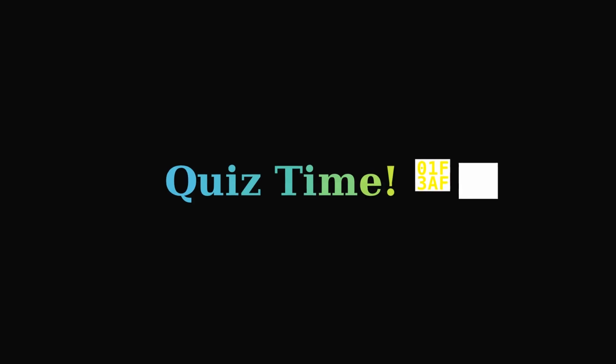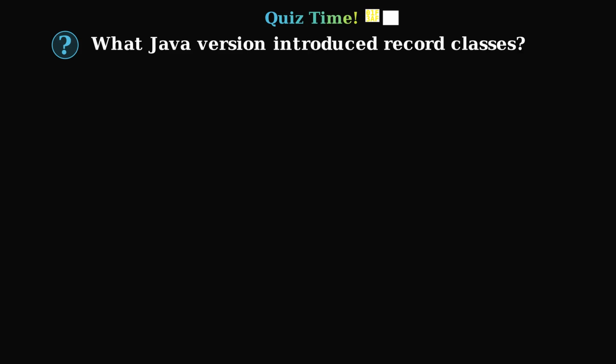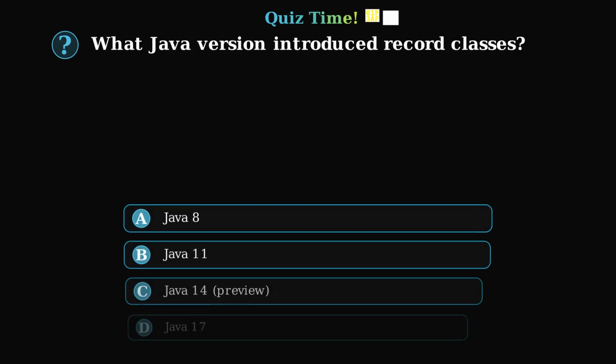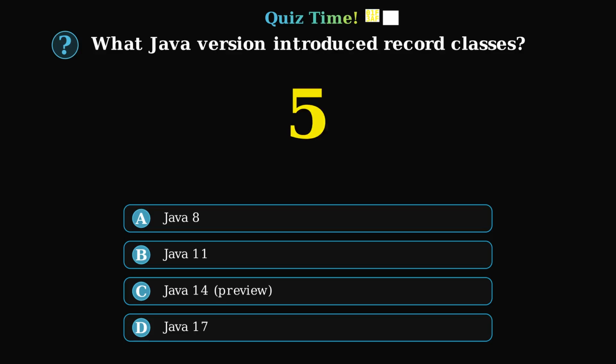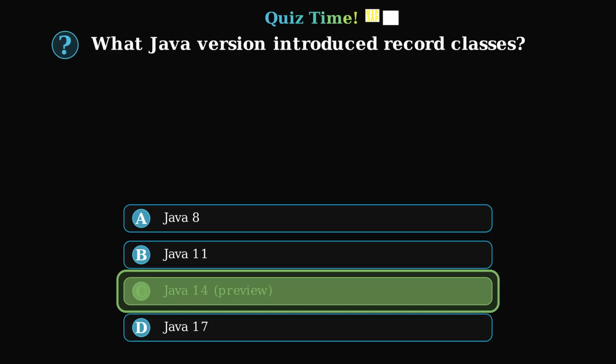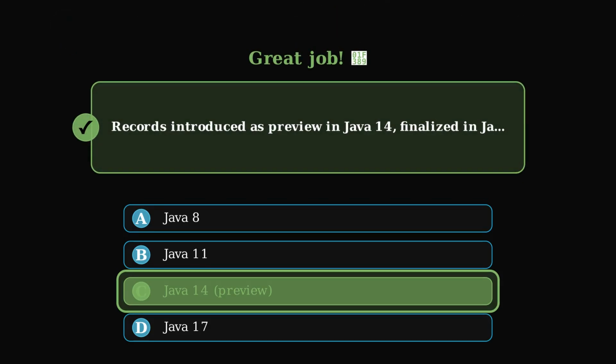Quiz time. Test your understanding. What Java version introduced record classes? Which one is correct? The correct answer is records introduced as preview in Java 14, finalized in Java 16.